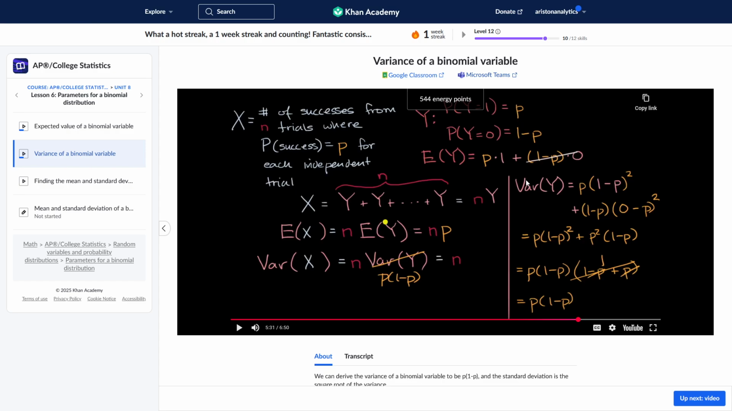I don't like it when people just simplify it without the proof. I'm not even sure if you would call this a proof, but it's good to know, I guess. p times 1 minus p.